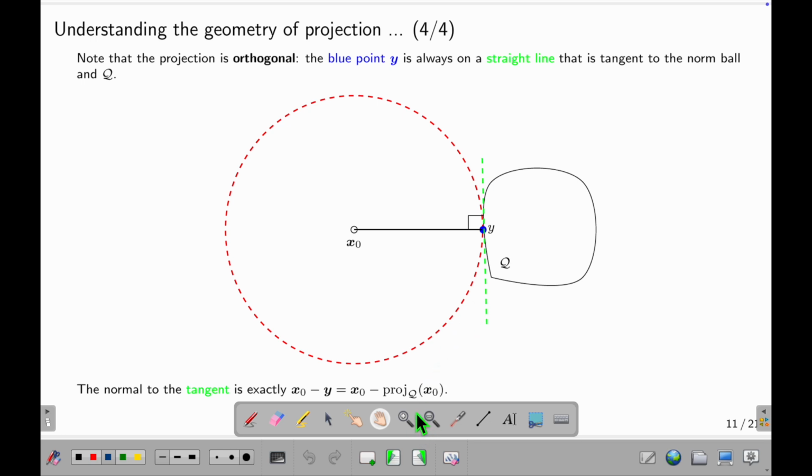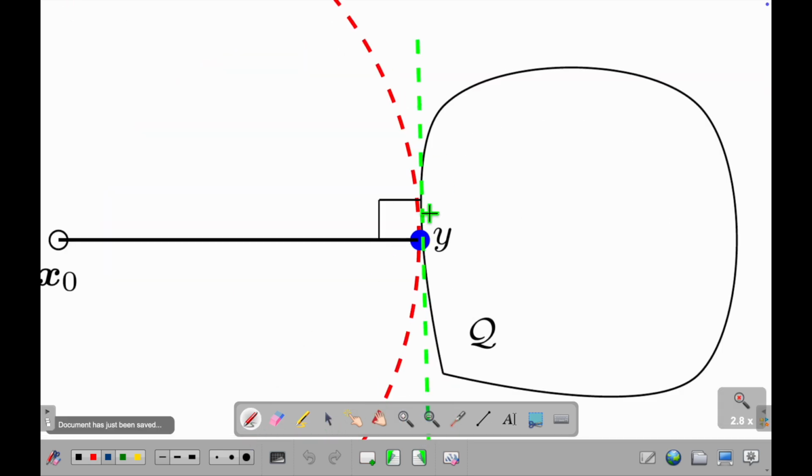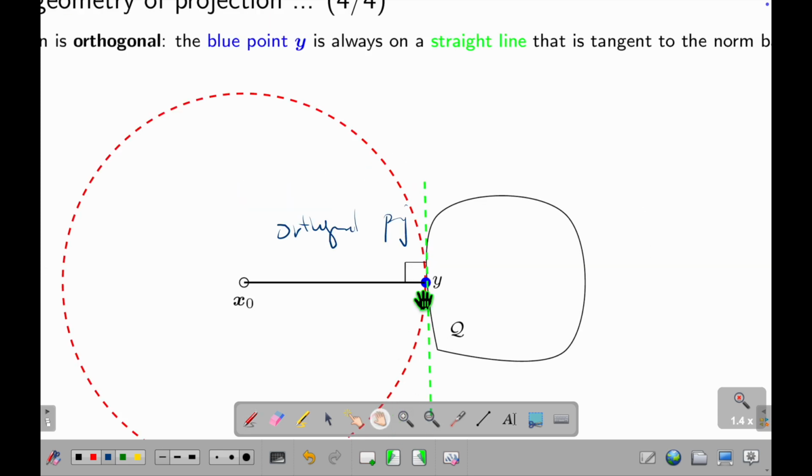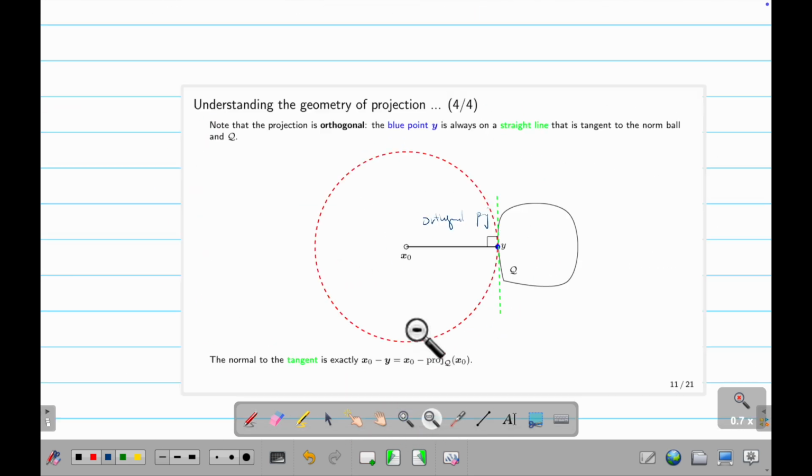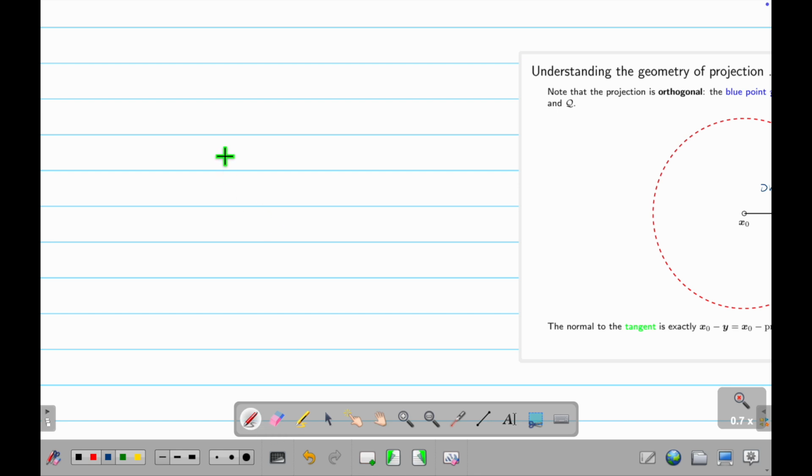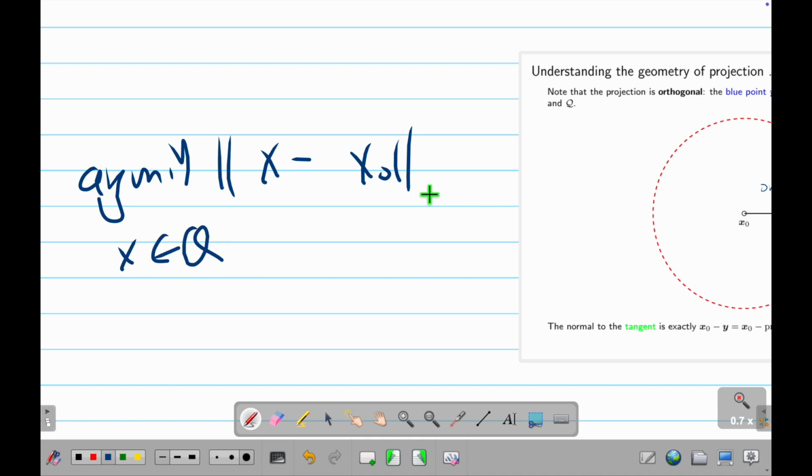And because it's always on the boundary, it's so interesting that this is always 90 degrees. So therefore, this is called orthogonal projection. And this actually has deep meaning. Why? What are we doing in the projection? We are doing a projection by x minus x0, arg min over x in Q. This is the 2-norm, right?